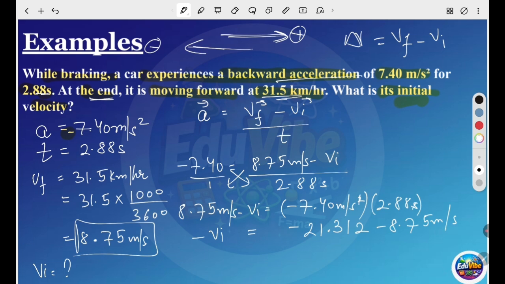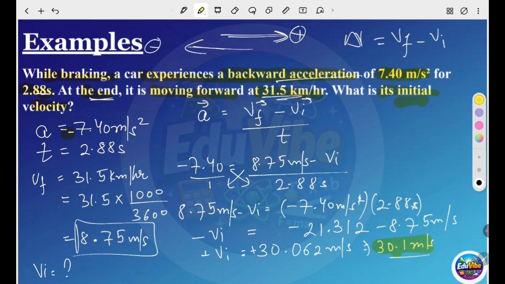So the seconds cancel. Minus minus is a plus, so we do addition and we get minus 30.062 meters per second. Here negative negative cancel out, and we get the approximate value of 30.1 meters per second.